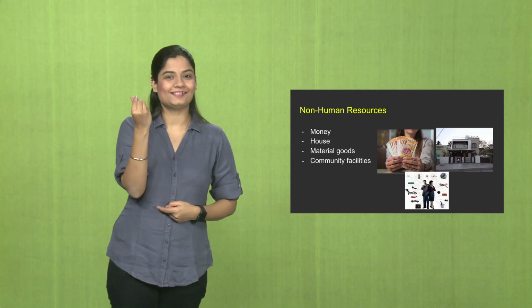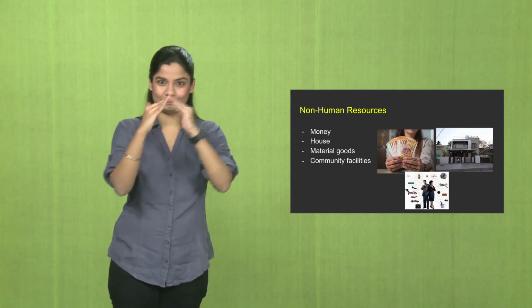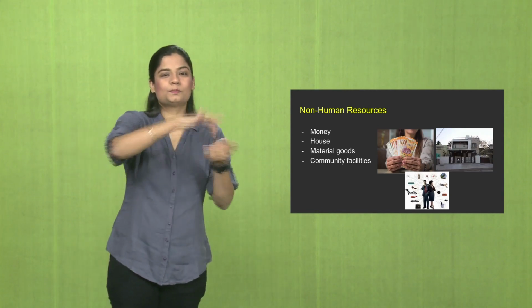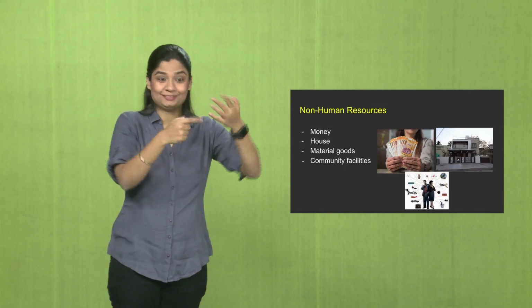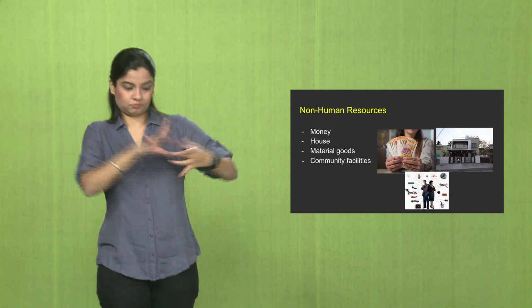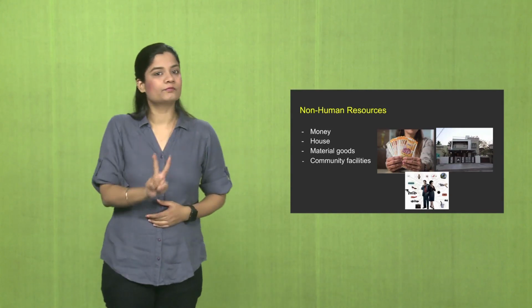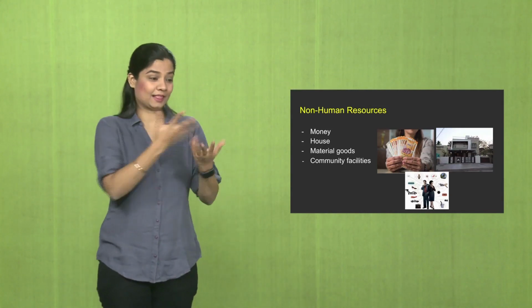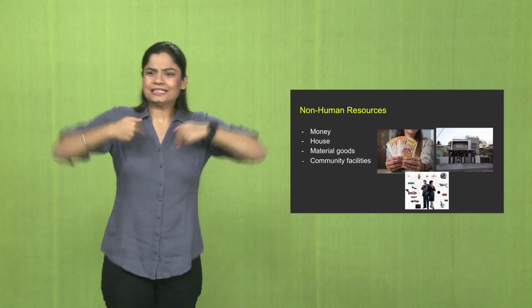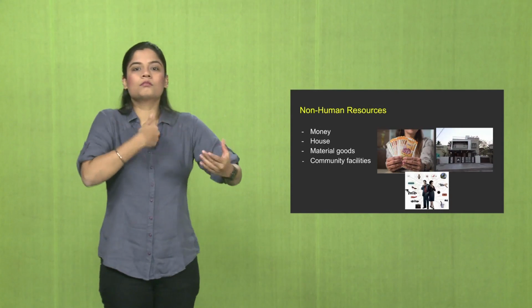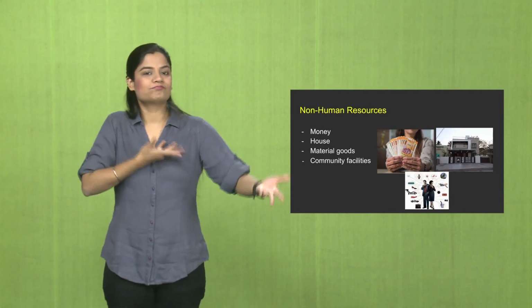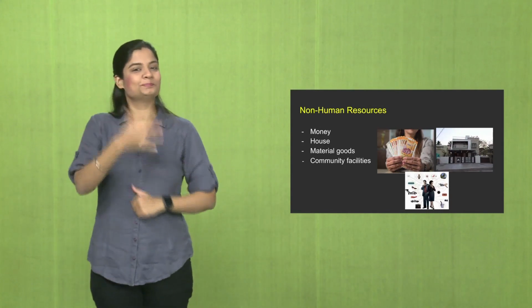First is money. Money is not a human resource, but it's a resource. There's home, there's material goods and community facilities. All these resources are not human resources but are important for us. They are valuable for us. Without these things, we can't develop. We need resources to work together. Human resources and non-human resources work together and are utilized together.